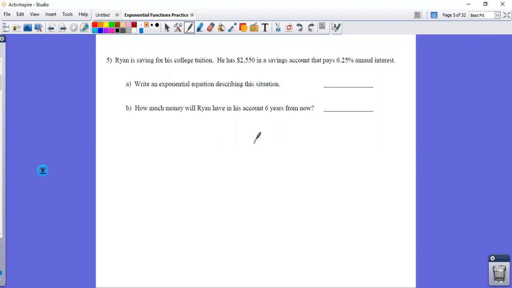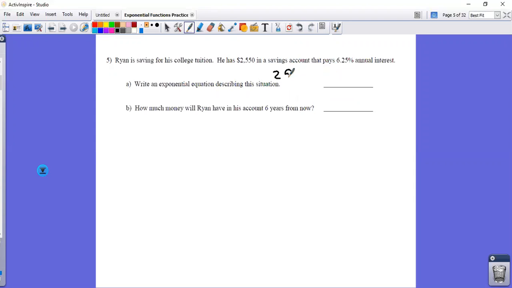All right, so this is where I want to set it up. I'm not necessarily going to get the answer each time. I think you guys can put it in the calculator. Ryan is saving for college tuition. He's got $2,550 in a savings account that pays. So if he's saving for college tuition, he's wanting his money to increase. So this is growing. That paying is they are paying him.